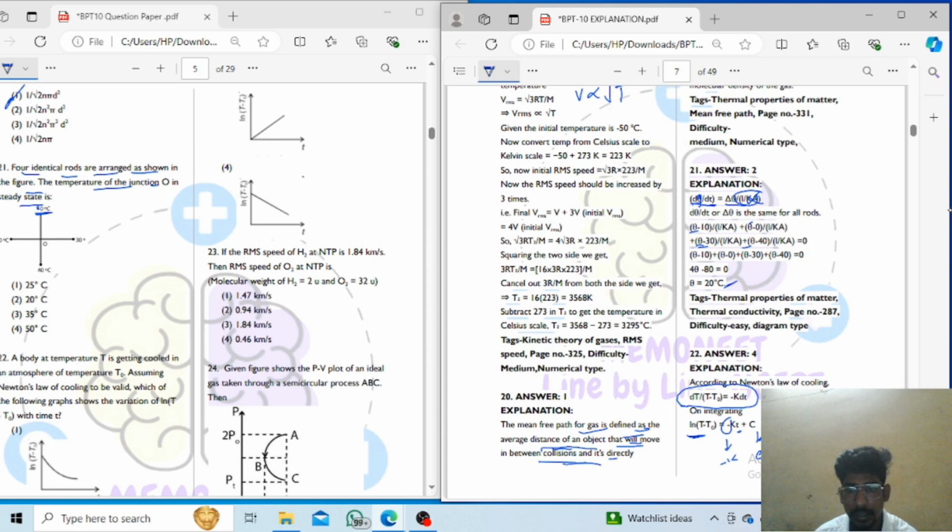So if we compare this with the y equals mx plus c equation, first of all integrate the equation. Integration of 1 by x becomes ln x. Here x is T minus T0, so it becomes ln(T minus T0) equals minus k into t plus c, where c is the integration constant. So c is the intercept here, minus k is the slope, and this is our y. Comparing with y equals mx plus c, m becomes minus k, so the slope is negative and c is the intercept. So in the graph, graph number 4 has the negative slope.